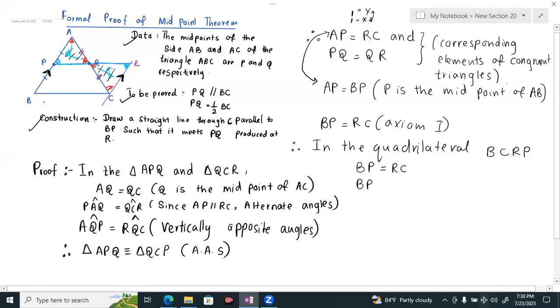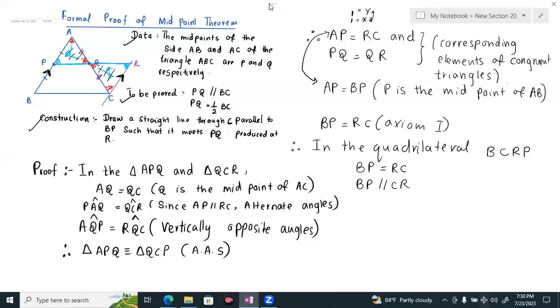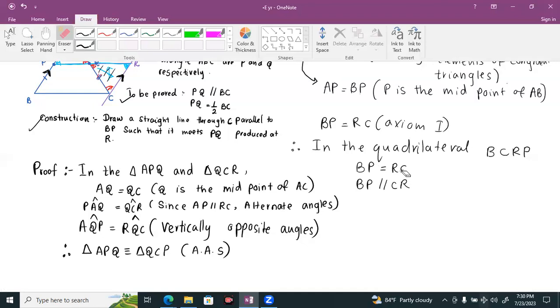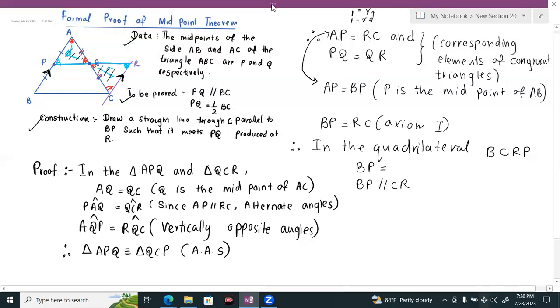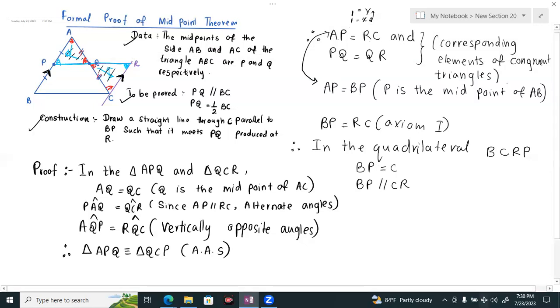What we draw, the CR which is parallel to BP. Therefore BP is parallel to CR or RC. මම මෙතන RC කියන එක CR කියලා ලියන්නම්. CR. BP equals to RC. RC කියන්නේ CR ම තමයි. එකම straight line segment එක.